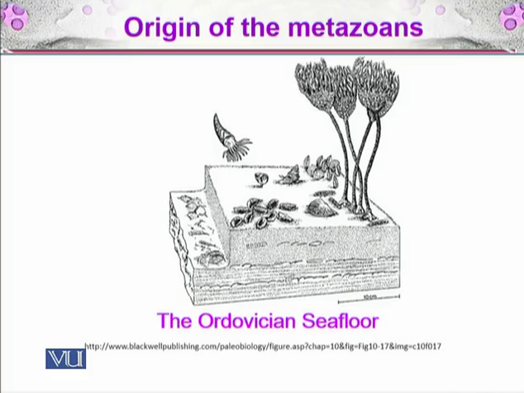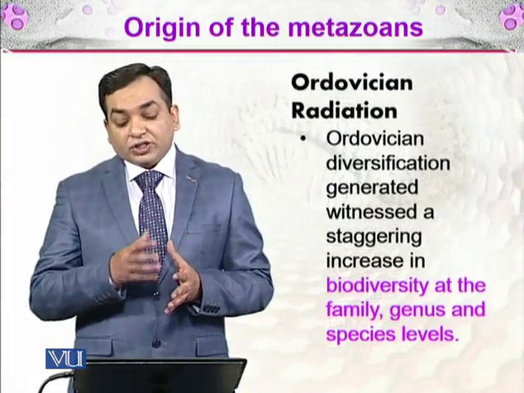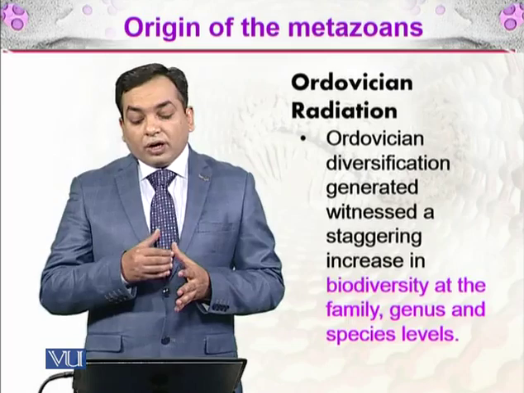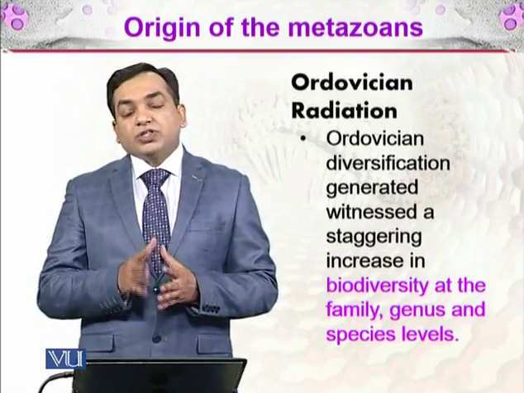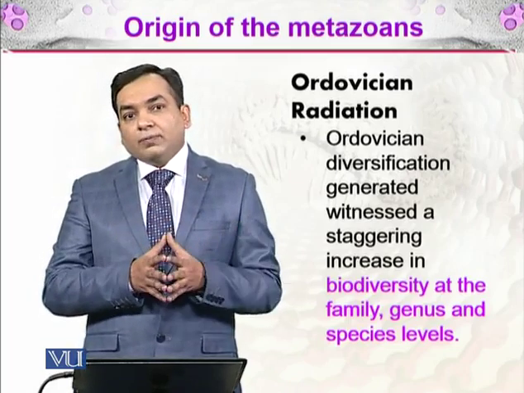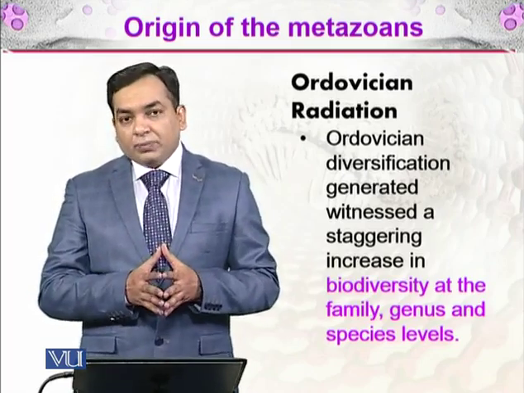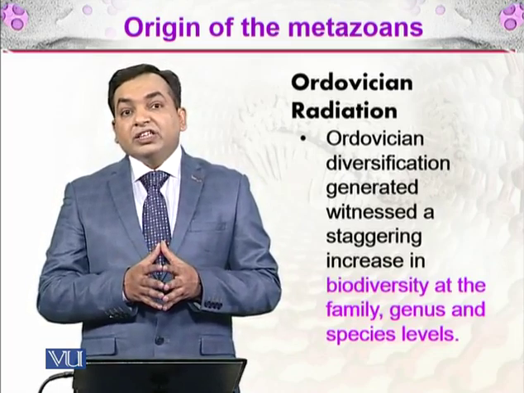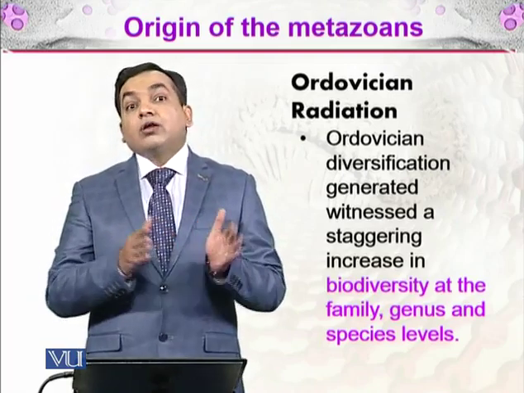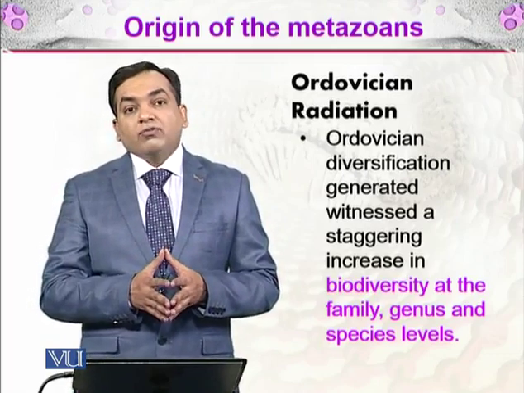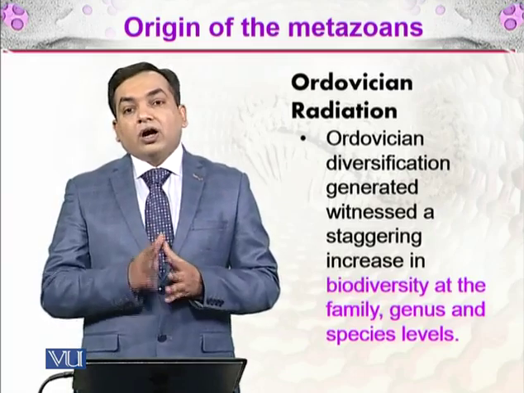So the Ordovician diversification witnessed a staggered increase in biodiversity at the family, genus, and species level. In the previous parts, we saw that there were general changes during the Cambrian explosion. But the Ordovician radiation had a lot of time to evolve. And that's why we have much more family, genus, and species level diversification in the Ordovician radiation.